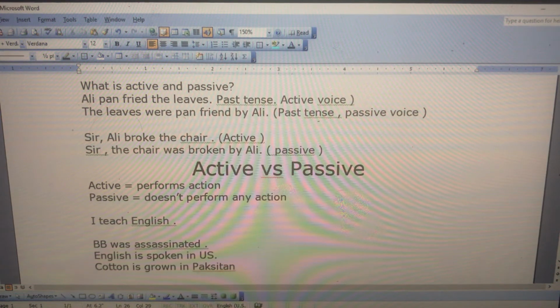If I say cotton is grown in Pakistan, right? Now look here. Cotton is grown in Pakistan. We do not know who grows it. Farmers, Ali, Ahmed, 2%, 3%. Cotton is grown in Pakistan, right?